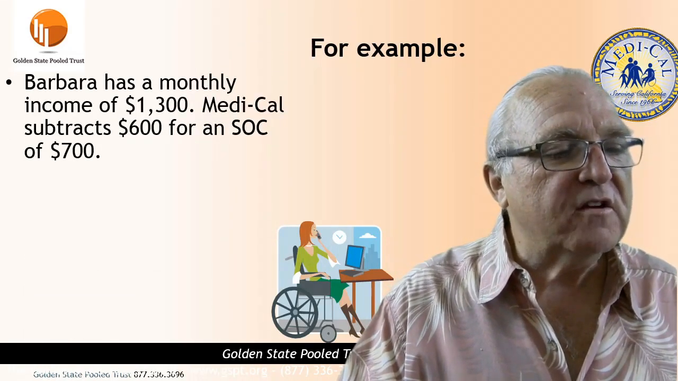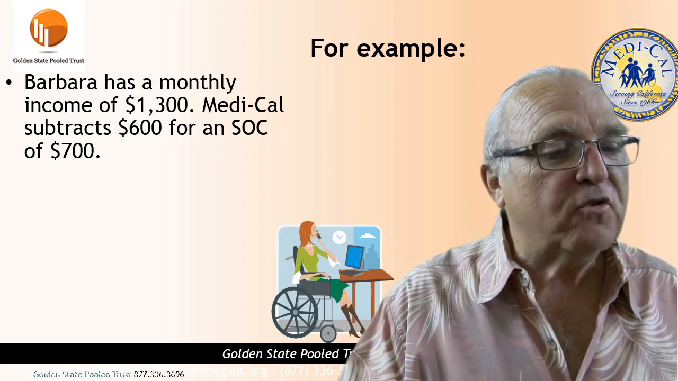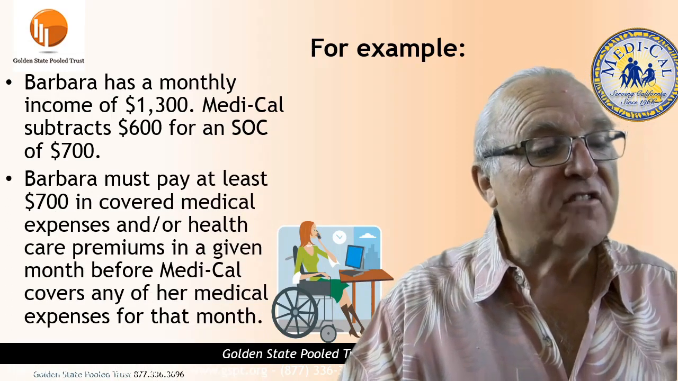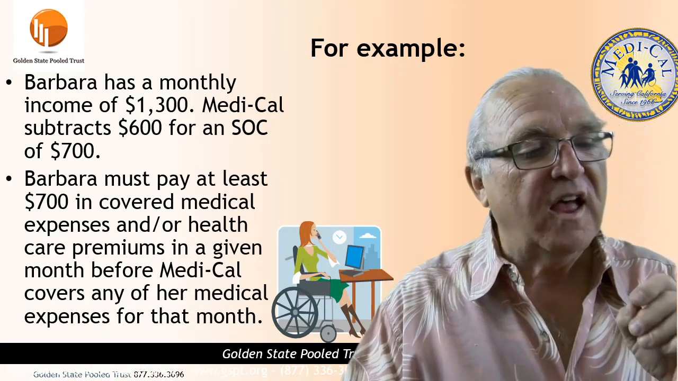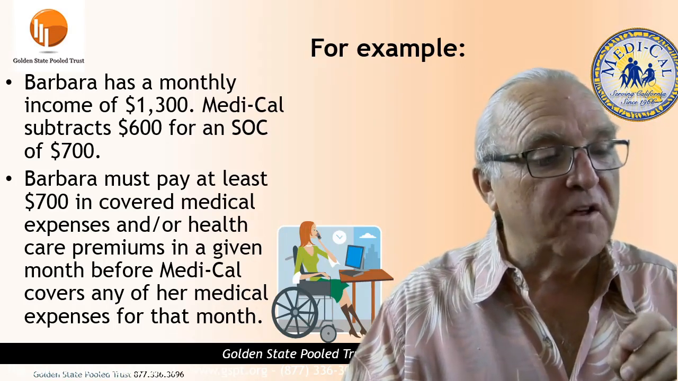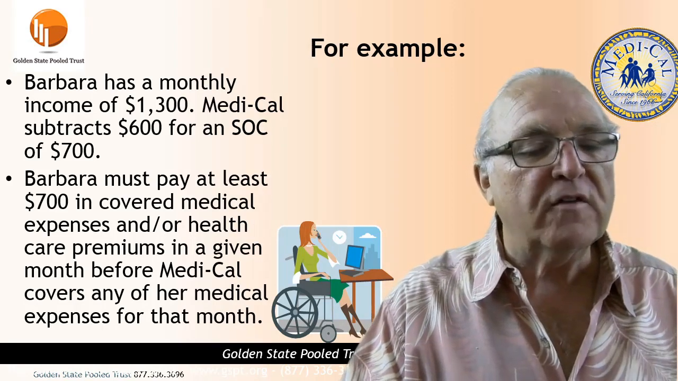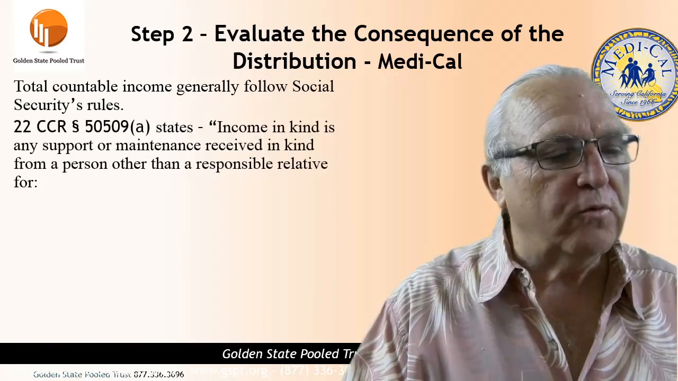Barbara has a monthly income of $1,300. Medi-Cal subtracts $600, for a share of cost of $700. Barbara has to pay at least $700 in covered medical expenses and/or health care premiums in a given month before Medi-Cal will cover any of her medical expenses for that month. The total income generally follows the Social Security rules.